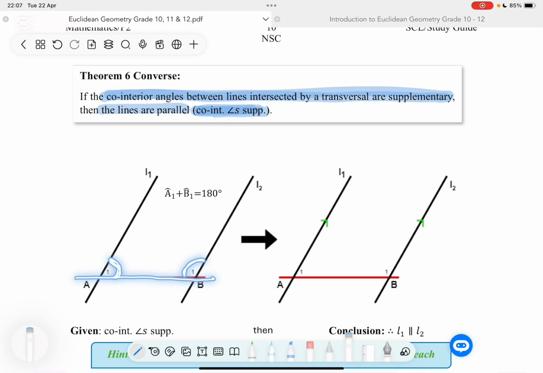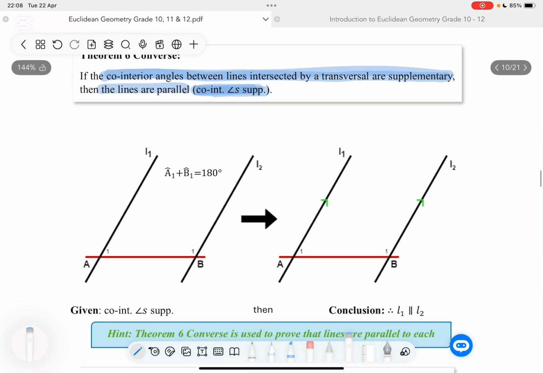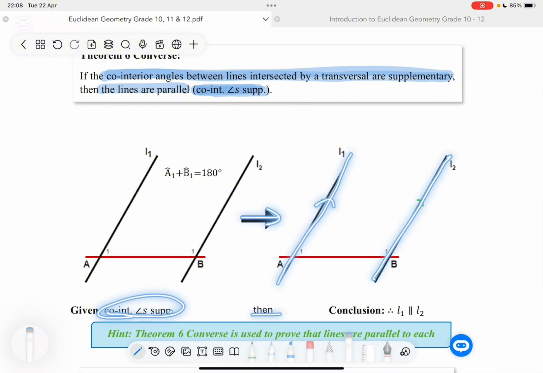And when we measure these angles, we measure them such that if we add them, angle A1 plus angle A2, we find that they are equal to 180 degrees. That is to say that they are supplementary. Now, if that's the situation, if these co-interior angles are supplementary, we can then conclude that it means line L1 must be parallel to line L2. That's the only time these two lines will actually be parallel.